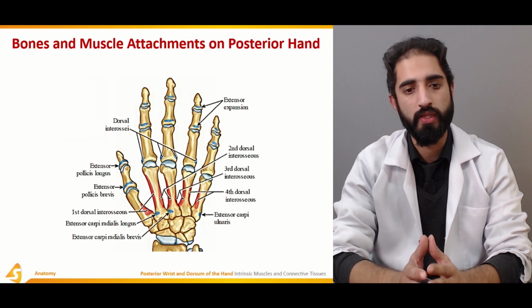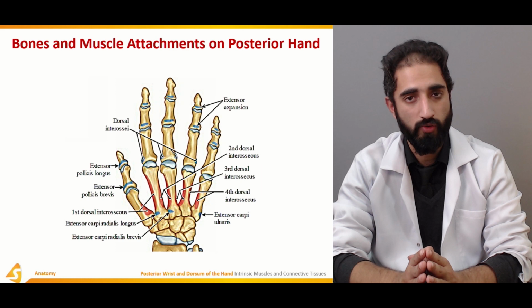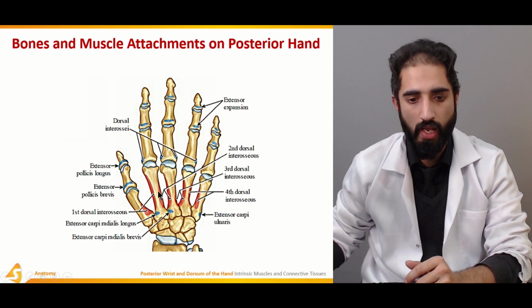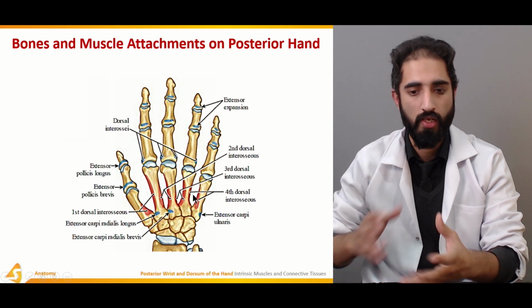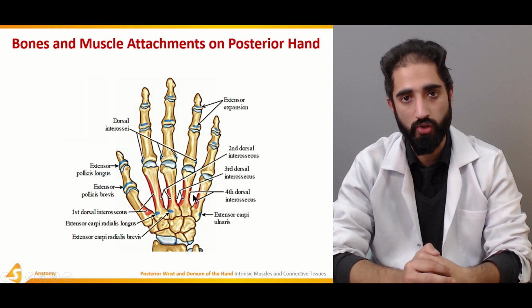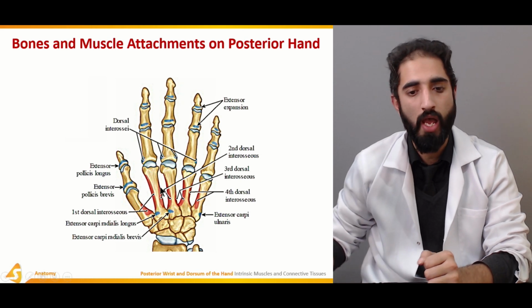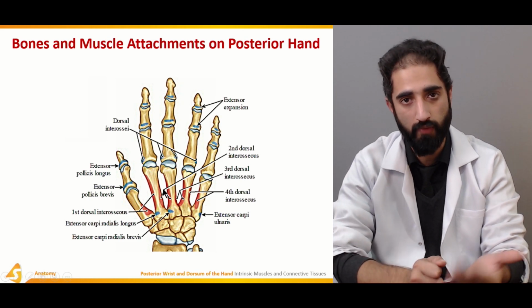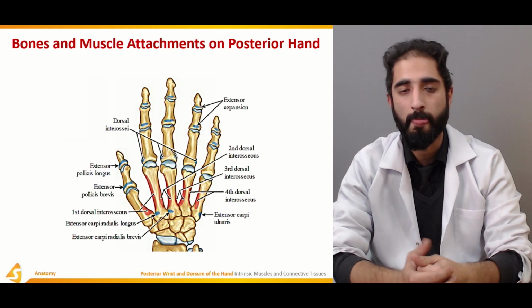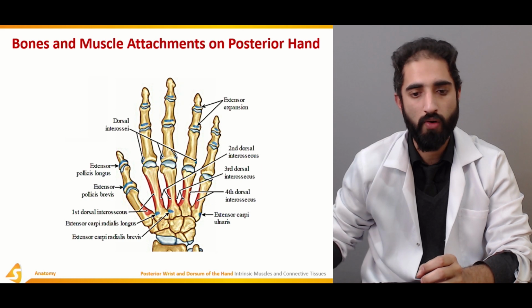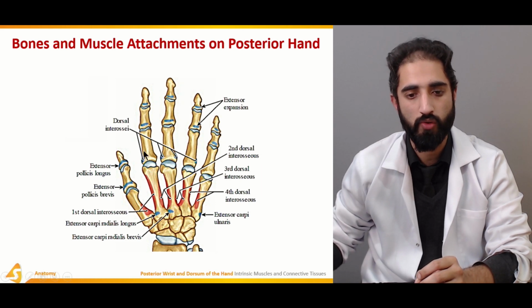So starting off with the bones and muscle attachments on the posterior or the dorsal aspect of the hand. Here we can clearly see the red area, which shows us the attachment sites for the interossei muscles. Similarly, we also have the lumbrical muscles, but they do not have a bony attachment on the dorsal aspect, even though they arise from the ventral or the palmar aspect, but they insert into the dorsal aspect. Because of that, they do not have a bony attachment, so we cannot see their attachment site here.